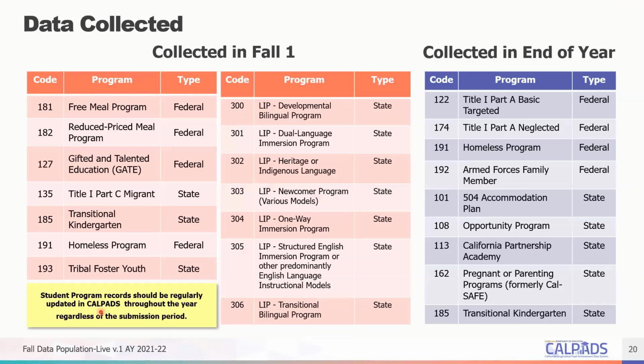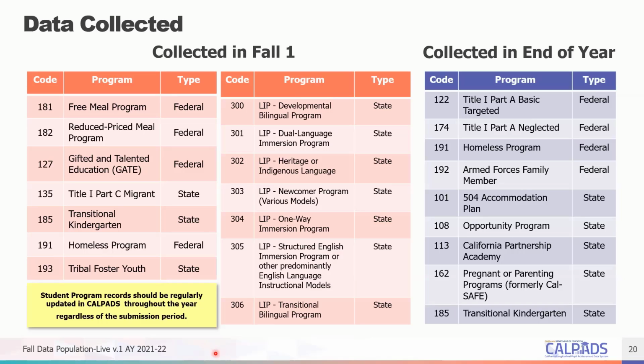So the SPRG file contains all of this information, possible eligibilities that the students are reported for. So you have your free meal, reduced price meal based on the income verification form. You have your GATE, migrant ed student, TK student, homeless student, tribal foster youth student. So all of these are collected, expected for fall 1. These are the ones counted on the reports if you've submitted eligibility. And to submit eligibility, you have to submit the SPRG file.